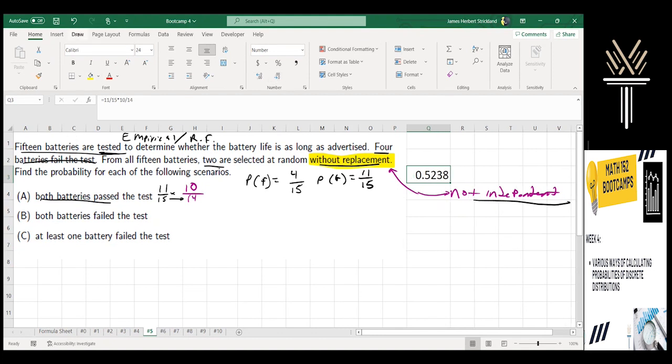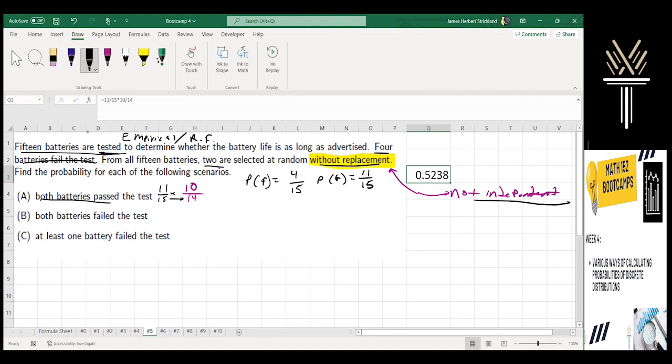Next case, they're both failing. So initially we have 4 out of 15 that are bad. We're not replacing it, so now there's only 3 bad ones, and there's 14. Because we didn't replace it, we lost 1. So 4 out of 15 times 3 out of 14. And there's the probability of failing.